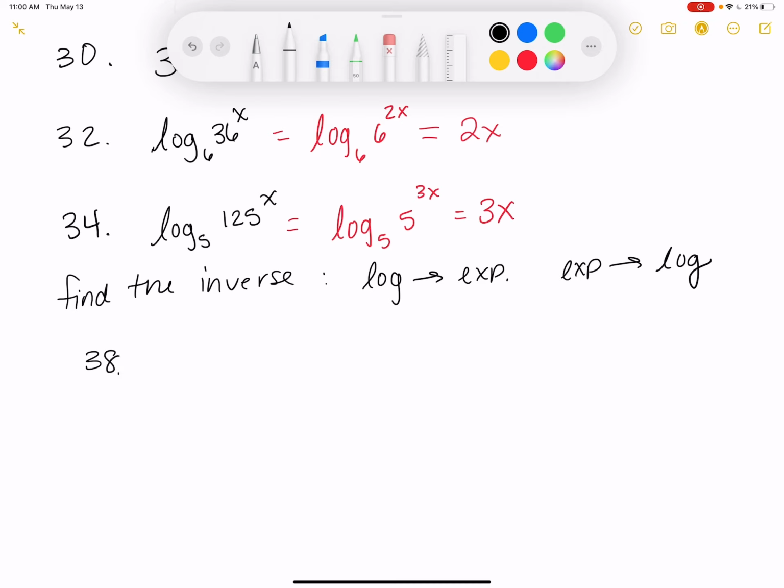All right, I'm going to rewrite these problems. Let me show you how they write them. Y is equal to 7 to the x. I don't want it written that way. I want my equal sign on the right. So rewrite this as 7 to the x is equal to y.